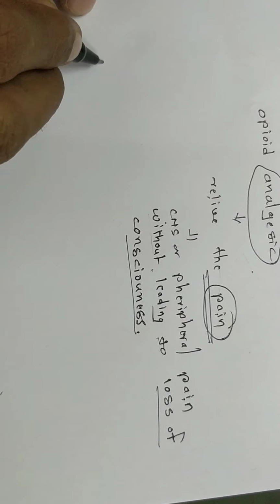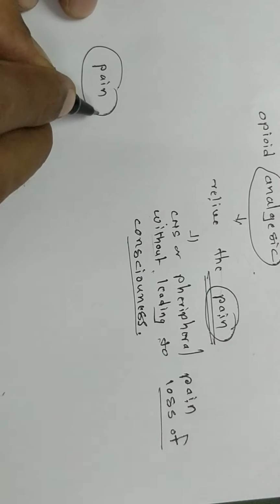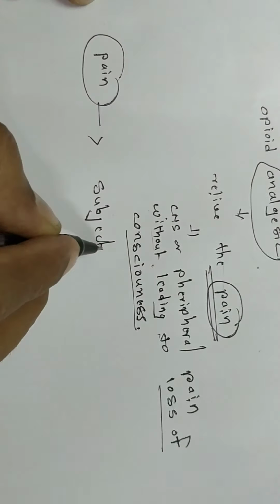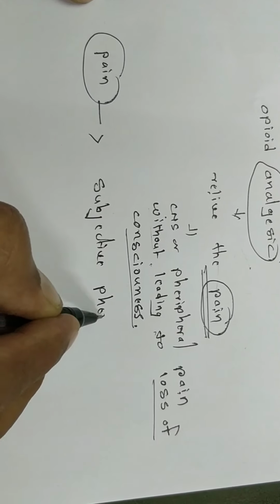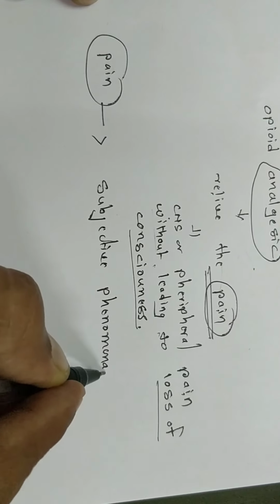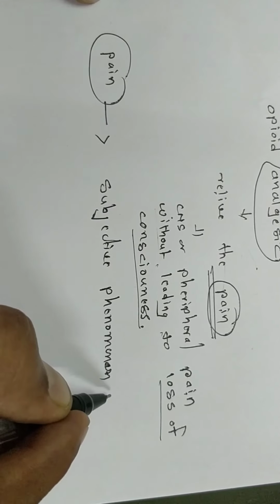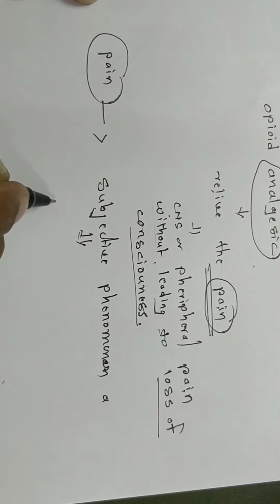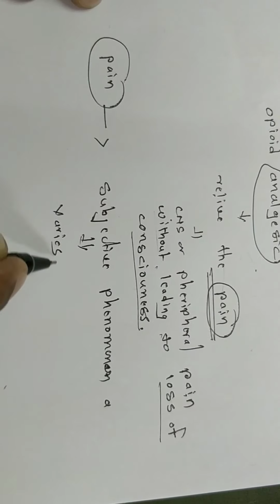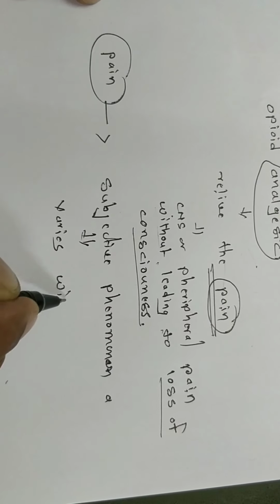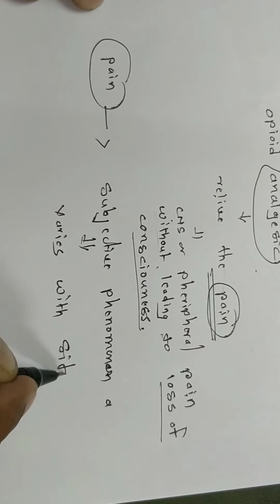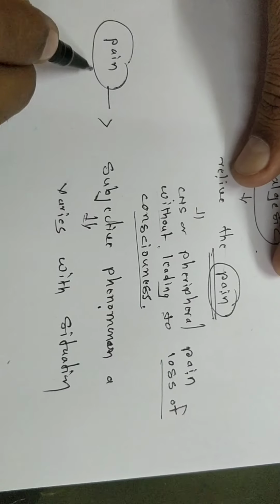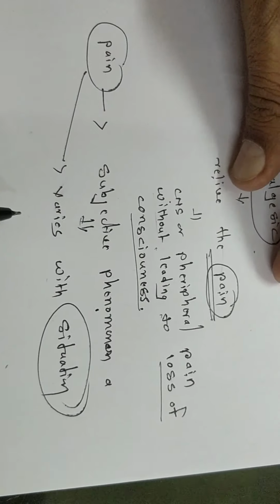Now, pain is a subjective phenomenon. Pain is a subjective phenomenon, and it should vary according to their situation. The pain should vary with their situation. Now, pain is a subjective phenomenon, and pain varies according to the situation.